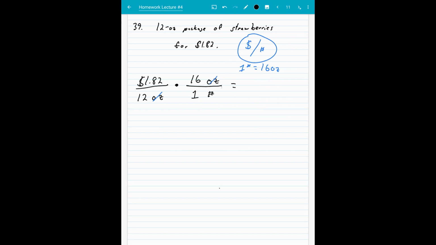$1.82 times 16 gives us 29.12 over 12 times 1 is 12. Divide that final number, 29.12 divided by 12. That gives us 2.42666666. It keeps going. It's a forever repeat, but it wants us in price. So we need to round to the nearest penny. That would be $2.43 per pound. That'd be your answer. Notice we don't put the 1 pound. We assume per pound means 1 at a time.